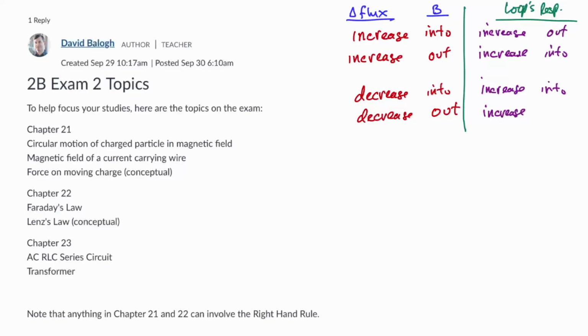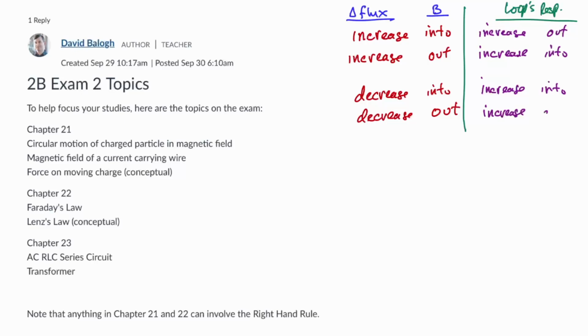Increase up, right? Do you see what follows there? So into or out, left or right, up or down, that totally depends on the situation. And if you looked at those practice Lenz's law problems I gave you, they gave you all kinds of different things that were happening, right?